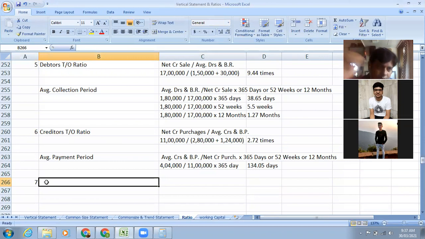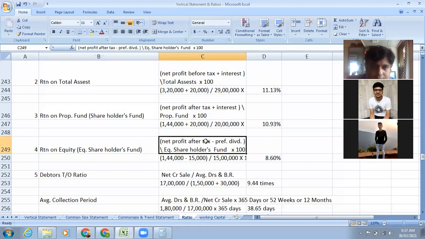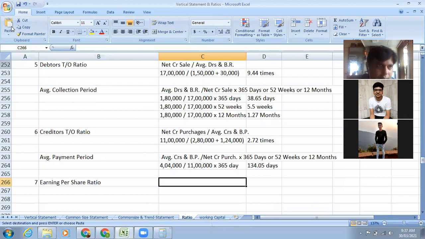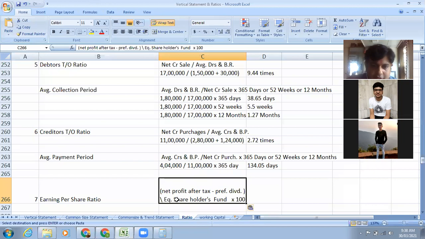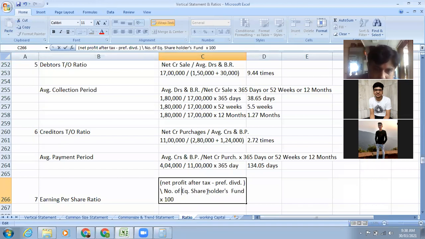I think next will be earning per share, EPS only, no? Very simple. Net profit after tax minus preference dividend divided by number of equity shares. Okay.